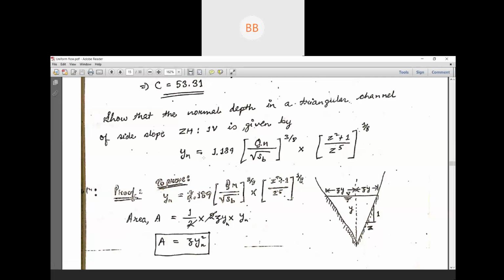So this is the equation we need to prove. That is yn is equal to 1.189 multiplied by the discharge Q, multiplied by Manning's coefficient small n, divided by root over base slope, to the power 3 by 8, again multiplied by (z square plus 1) divided by z to the power 5, to the power 1 by 8.